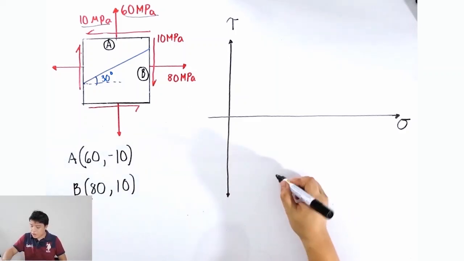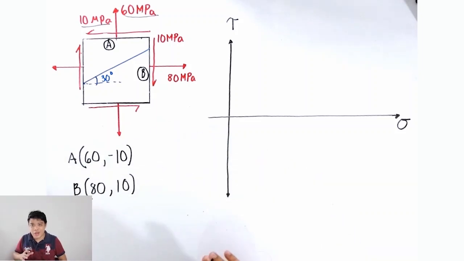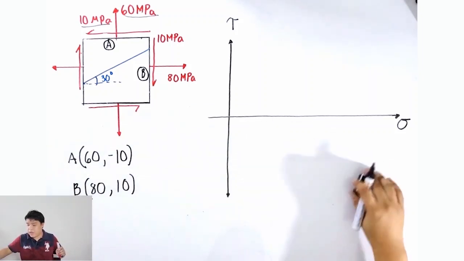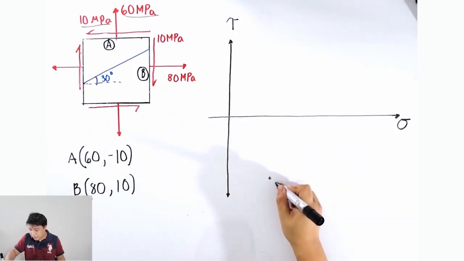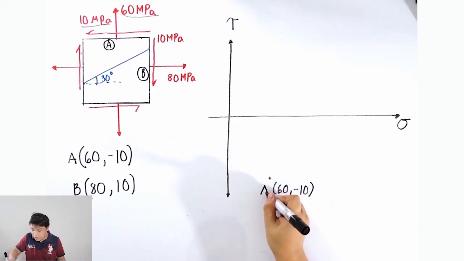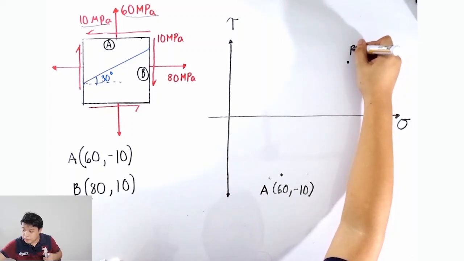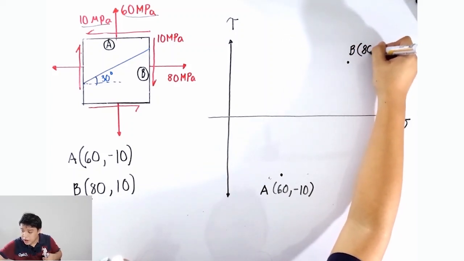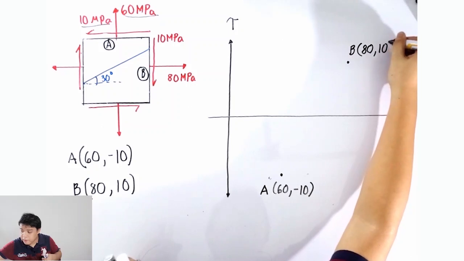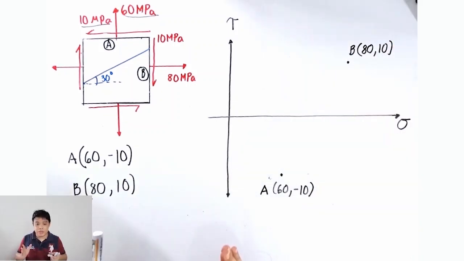So 60, negative 10 is, let us just approximate it because my hands are not perfect. This is 60, negative 10, and let us say this is letter A. This point is letter B. Say this is 80 and positive 10. What is the next step?